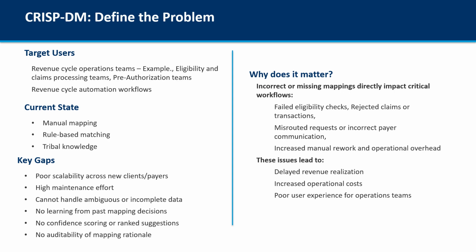And there are several gaps with this, including poor scalability, high maintenance cost, and no auditability of the mapping decisions, among others. Why this matters? Incorrect mappings lead to failed transactions, misrouted requests, and increased rework. This ultimately results in higher operational costs and delays in revenue realization.